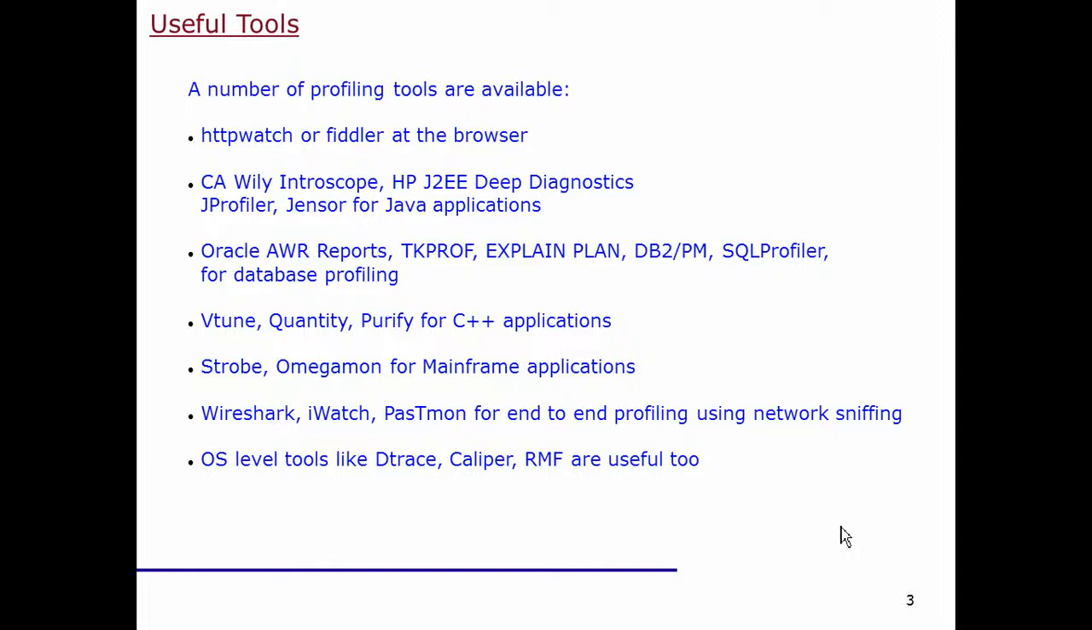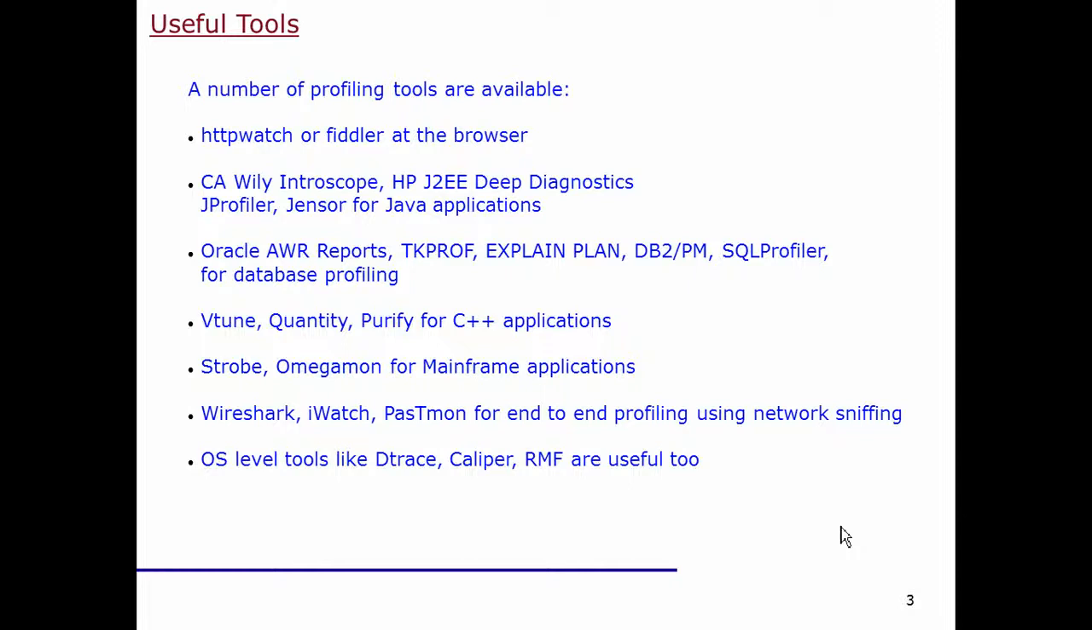For Java applications, there are nice tools available as well. Some of the very popular ones are Wily Introscope and HP J2EE Deep Diagnostics. That can give you a complete profile of individual methods called. There is nothing that you need to do in your code. They will simply take your jar files and put in the appropriate instrumentation. And you also get JProfiler and Glassbox, which can be used if you are worried about costs, although they may not be as versatile as Introscope or Deep Diagnostics.